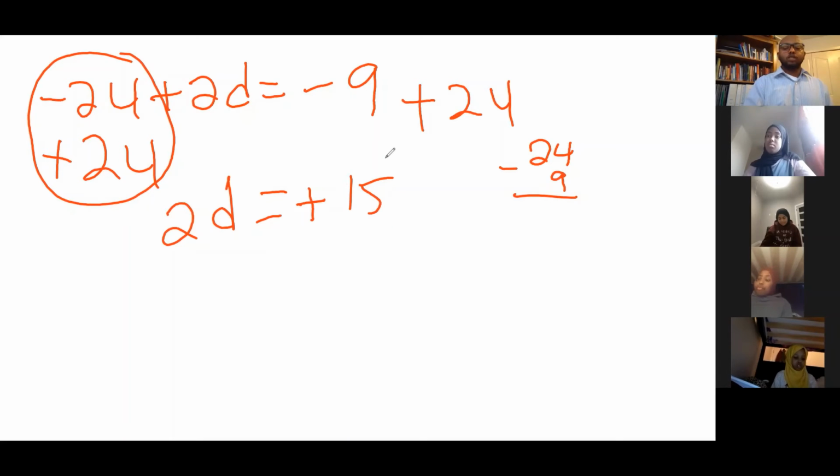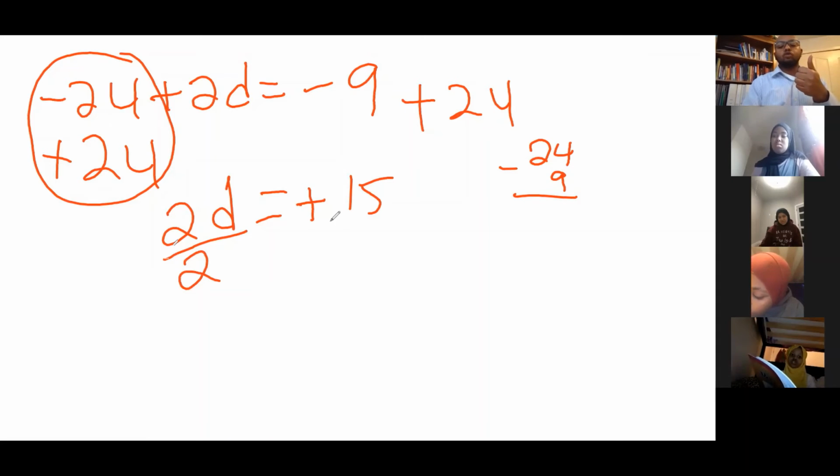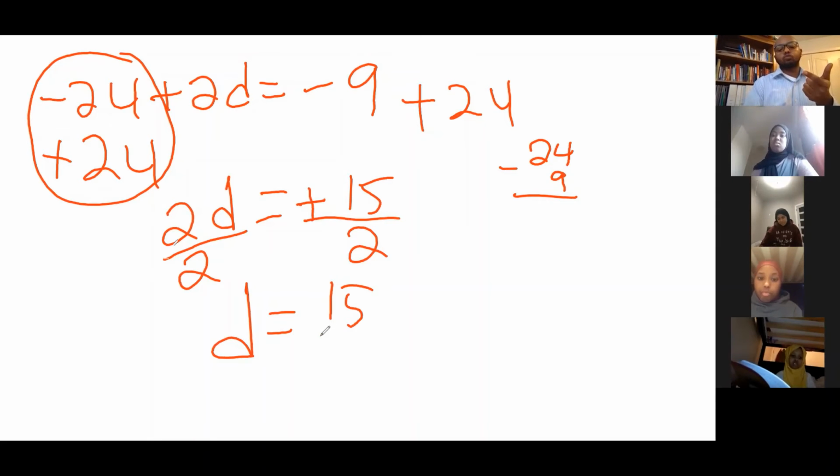Then, what is the next step, Gihan? What do you think is the next step I will do? I have 2d is equal 15. Take the 2 out? How? Right, 2 out. 2 is multiplication now to the d. So I will divide. Always I do the opposite sign. The opposite of division is multiplication. The opposite of multiplication is division. So I will divide by 2 on both sides. So d is equal 15 over 2.